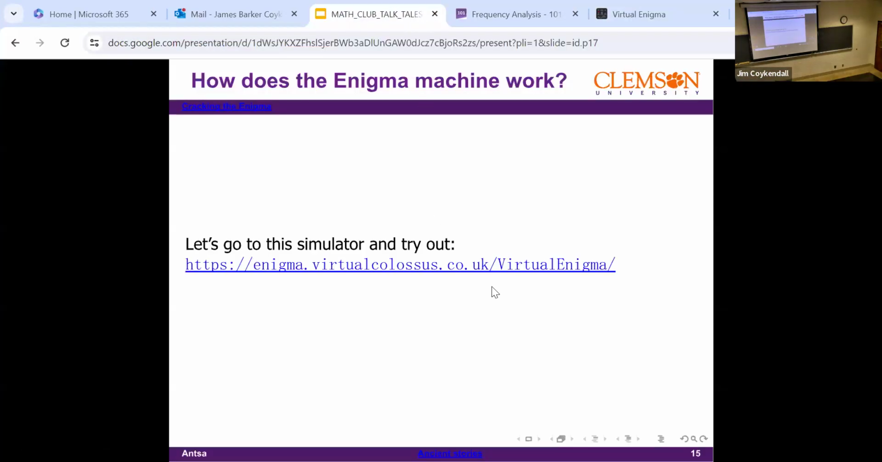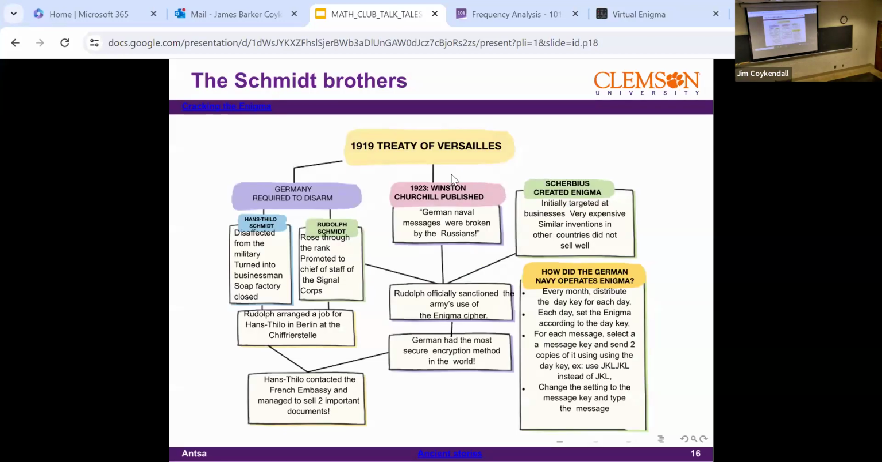So what happened is, remember in 1919 we had the Treaty of Versailles. What that means is that Germany was required to disarm, so they needed to cut back on their military force. There were two brothers called the Schmidt brothers. The youngest one was called Hans Thilo Schmidt. After the cutoff, he was discharged from the military, turned into a businessman, and made a soap factory. But when your country lost the war, people don't have money, so the business closed.